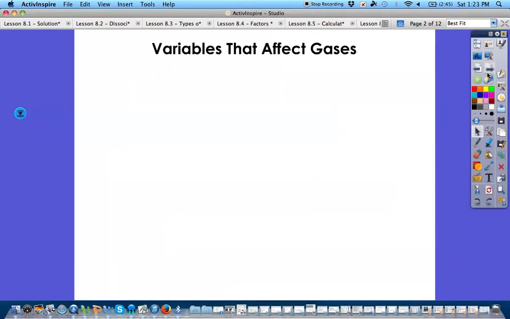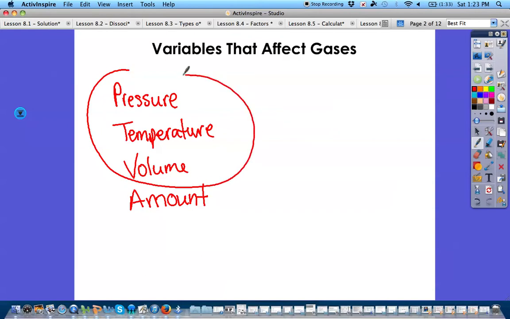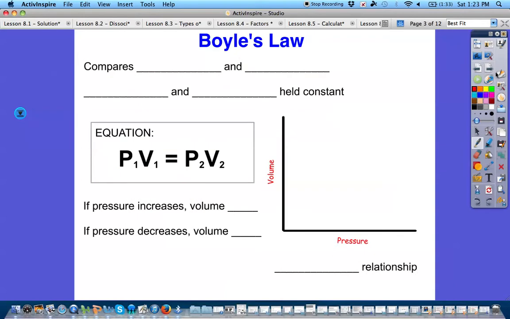So to start off with, in lesson 9.1, we discussed some variables that affect gases, and those included pressure, temperature, volume, and amount. Today we are going to focus on the first three variables: pressure, temperature, and volume. So there's some gas laws that we're going to use to determine what happens to these different variables.